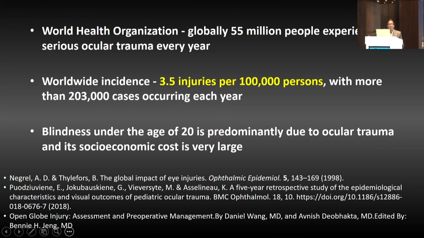This is the global incidence. WHO has described that about 55 million people experience ocular trauma every year, and on average 2 to 3 lakh people come in for ocular trauma management. It is a major cause of unilateral blindness, and it mostly occurs in younger individuals in the age group of 25 to 30.